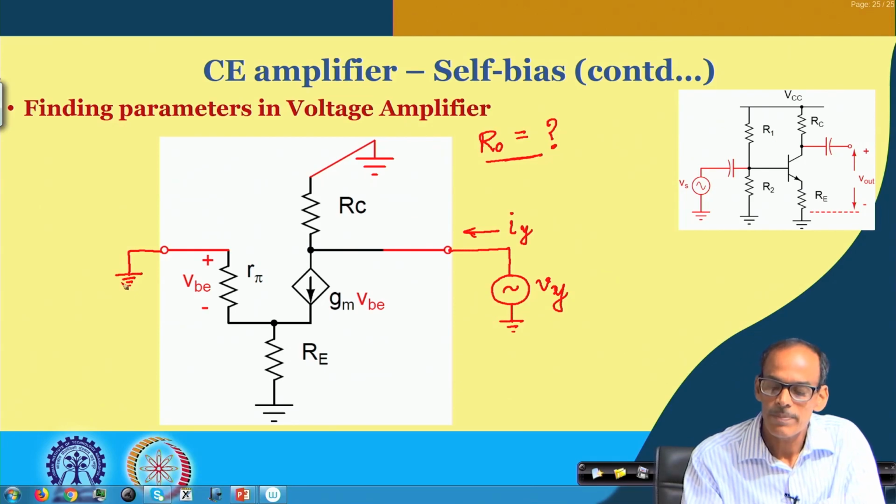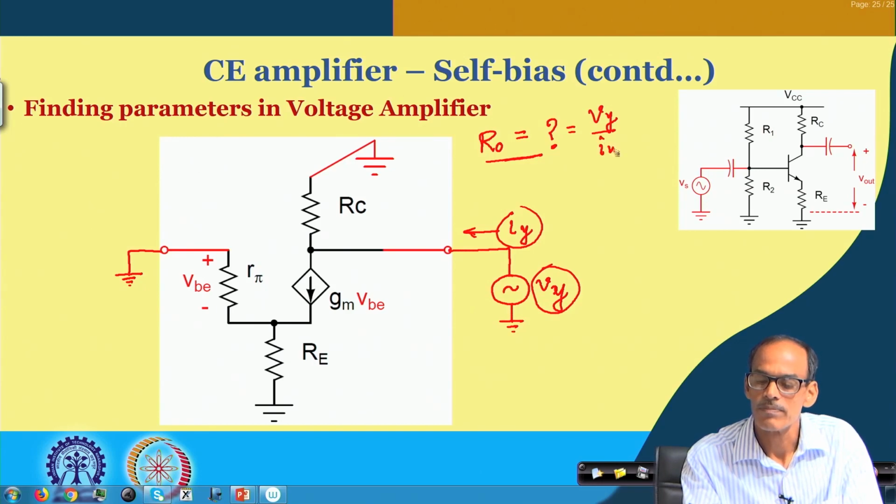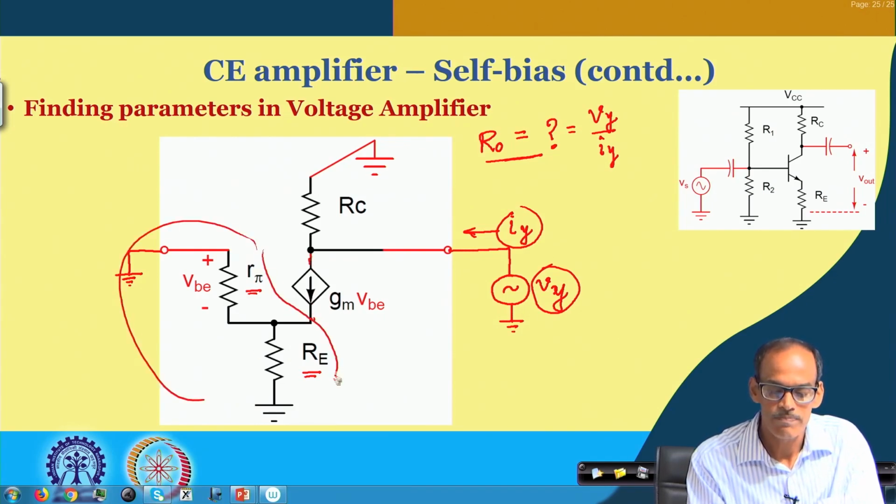If we take the ratio of V y and I y, that gives us the output resistance. So, V y by I y. And here, this R pi is in parallel with R e, but since we do have an ideal current source here, these two elements will be blocked by this ideal current source, because its resistance looking into this circuit is infinite.